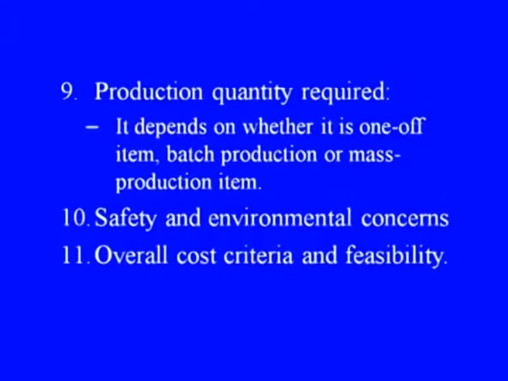Number 9, production quantity required. It depends on whether it is one-off item, batch production or mass production item. Safety and environmental concerns is the next step. And number 11, overall cost criteria and feasibility.